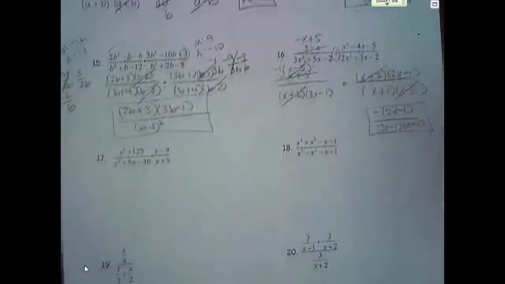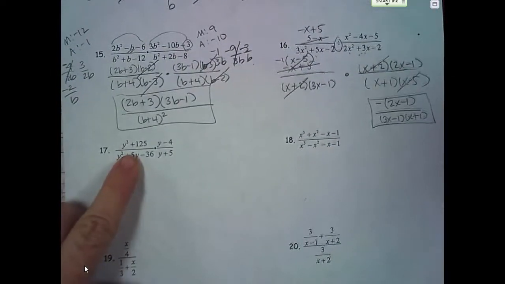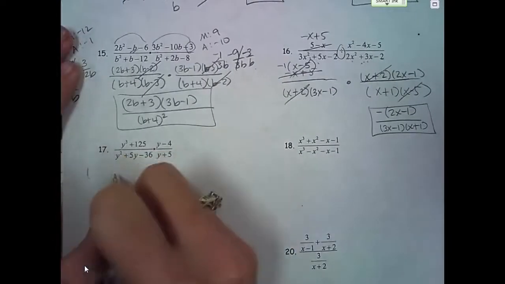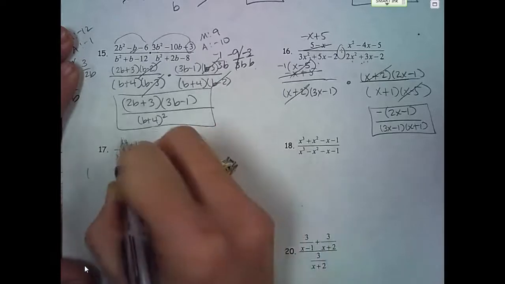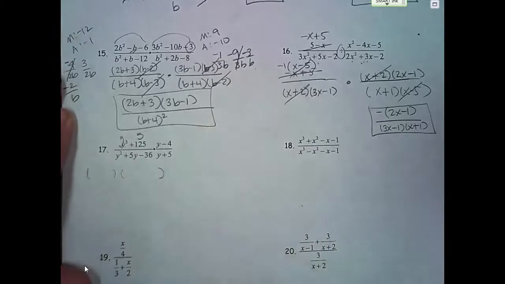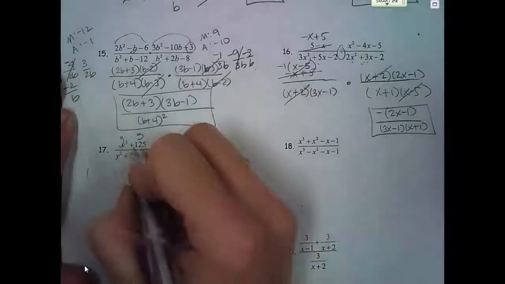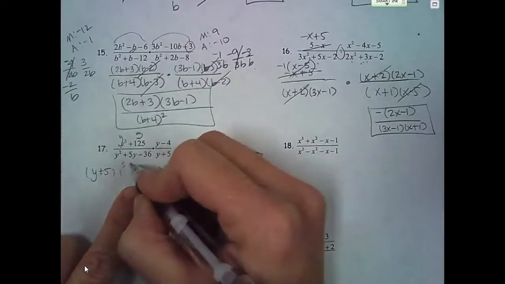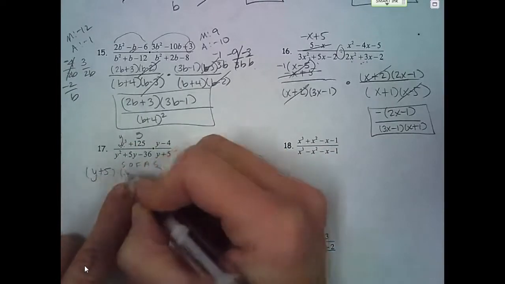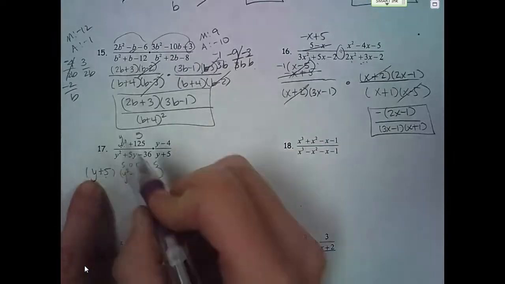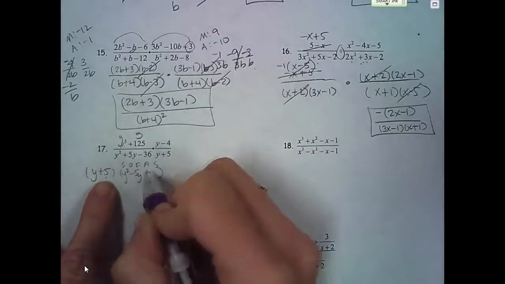17. Alright, 17 is another perfect cube. Remember, when you factor, you're going to get a binomial and a trinomial. The cube root is y, and the cube root here is 5. So your first one's just y plus 5. And this is your SOAP, right? Square the first term, y squared. Opposite means minus. The 2 factors together, 5y, and square the second.